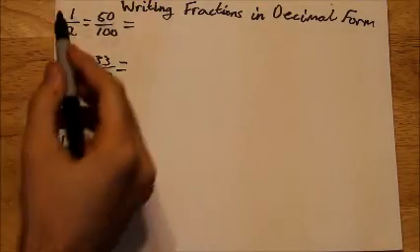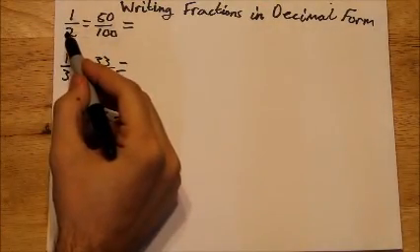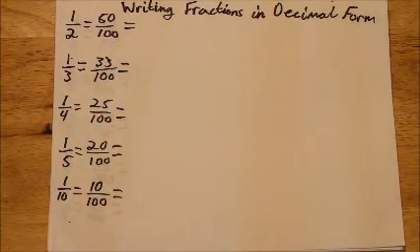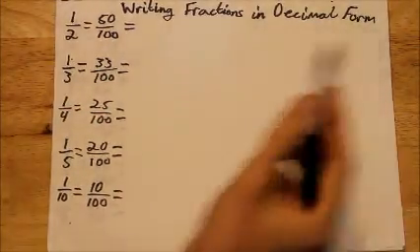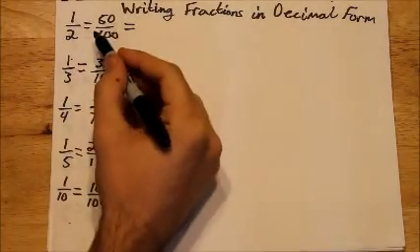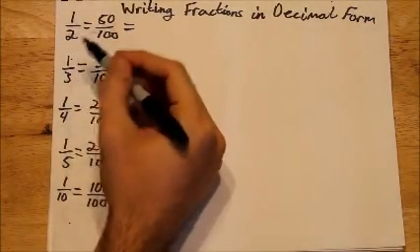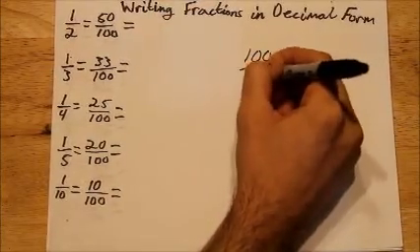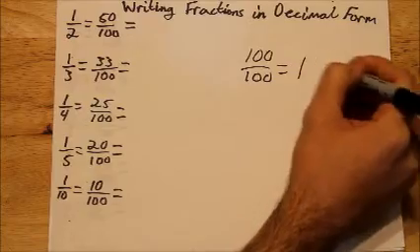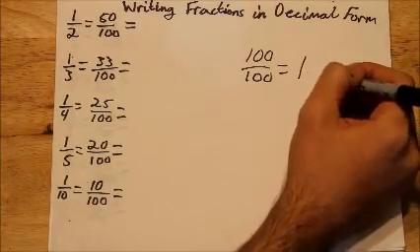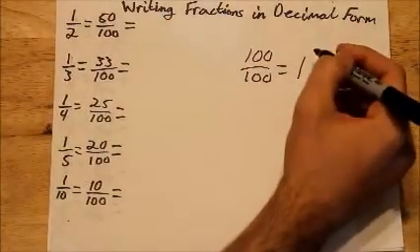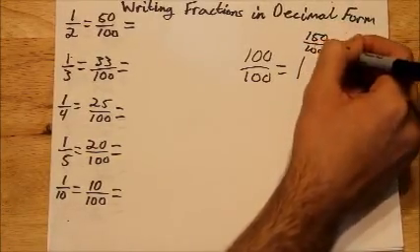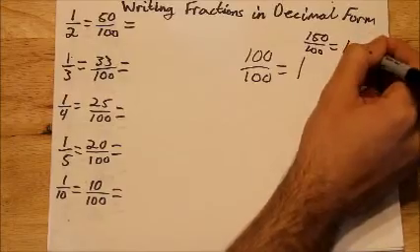Now that we know how to convert denominators from 2 to 100 and so on, we need to figure out how to write the fractions in decimal form. So we have less than one whole. One whole would be 100 over 100 equals 1. So anything over 100 would be 1 and whatever we have left over. For instance, 150 over 100 would equal 1.5.